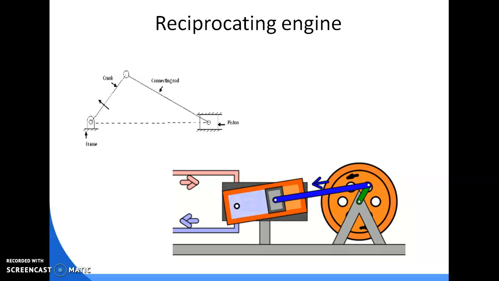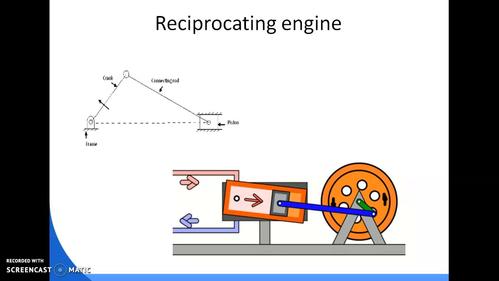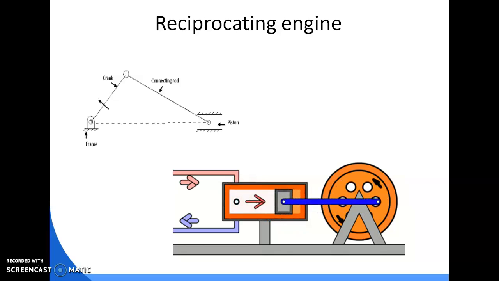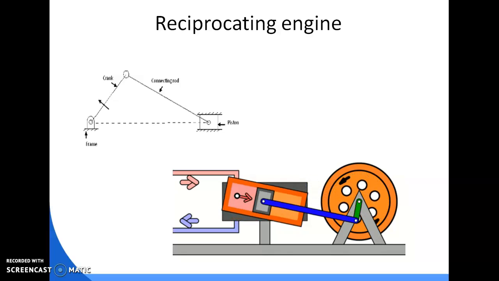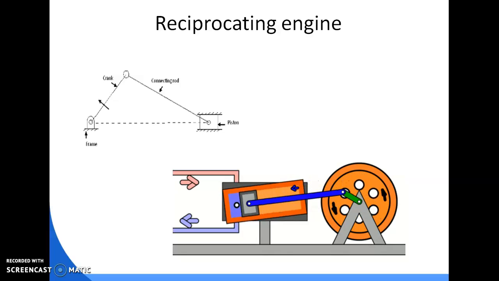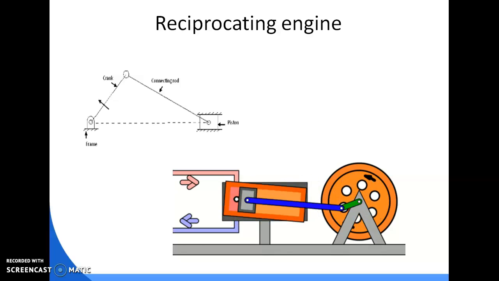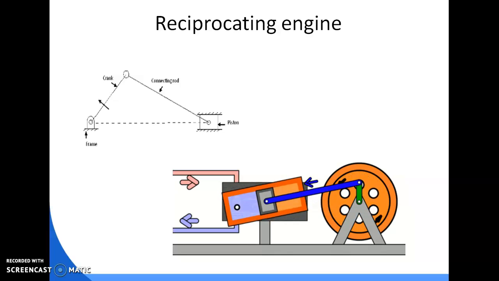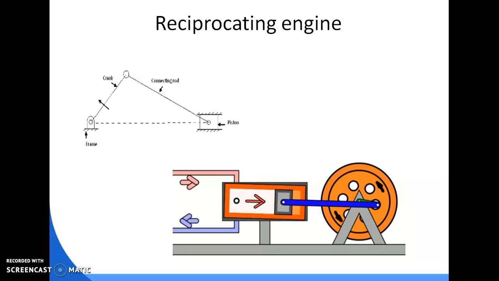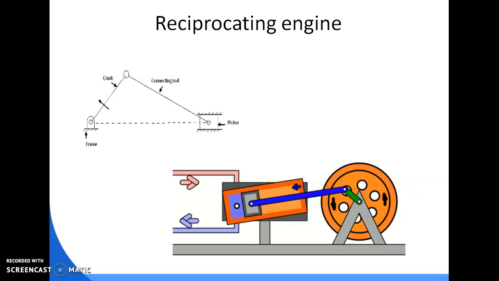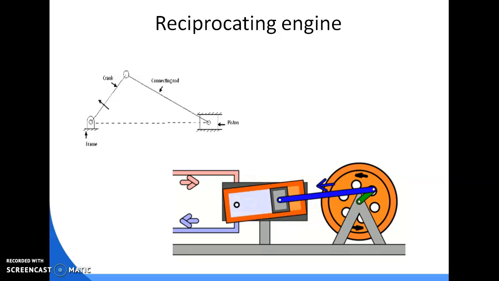First one is reciprocating engine. Here we can see the 4 links. The first link is the fixed link, that is the frame and the cylinder. Then the second link is the crank which is rotating, the third link is the connecting rod, and the fourth link is the piston. So here we can see the piston and cylinder are making the sliding pair, means link number 4, that is piston, and link number 1, that is cylinder, are the sliding pair. Link 1 and 4.